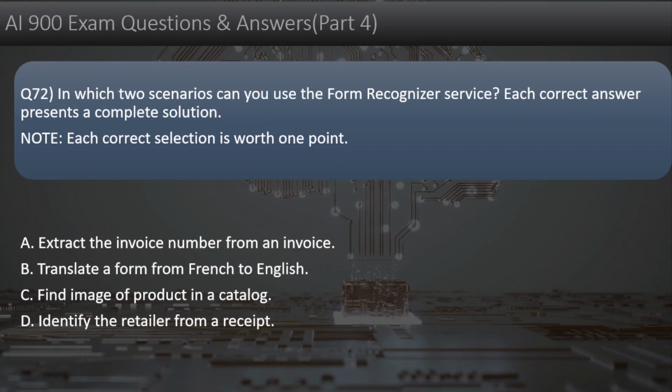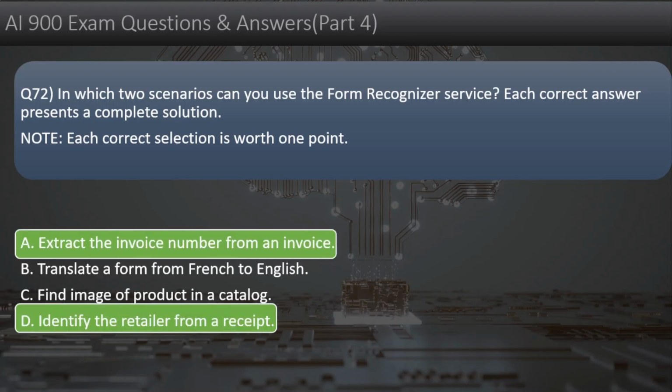Question 72. In which two scenarios can you use the form recognizer service? Option A. Extract the invoice number from an invoice. Option B. Translate a form from French to English. Option C. Find image of product in a catalog. Option D. Identify the retailer from a receipt. The correct answers are option A, extract the invoice number from an invoice, and option D, identify the retailer from a receipt.